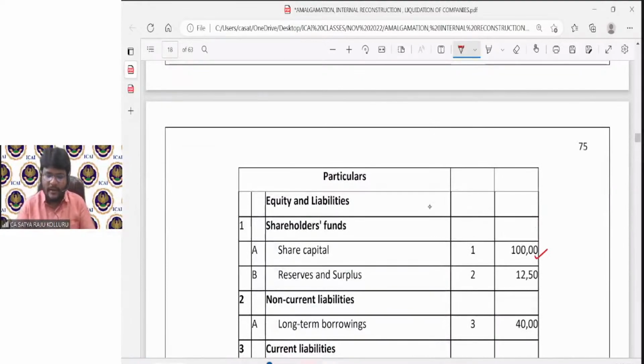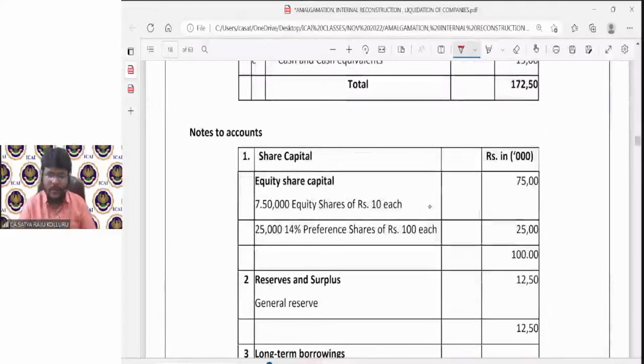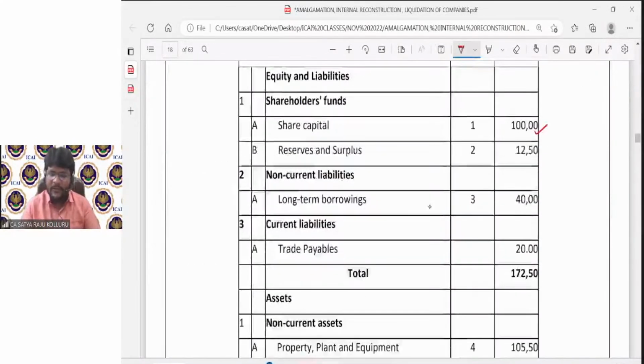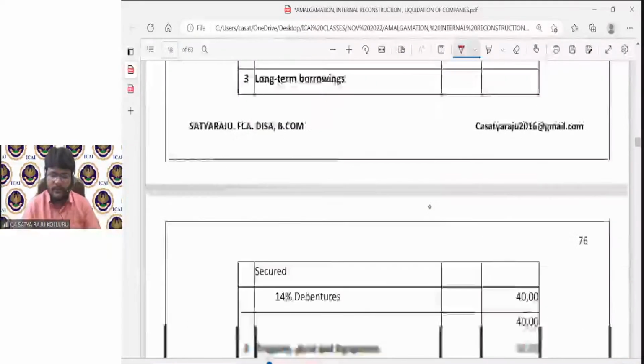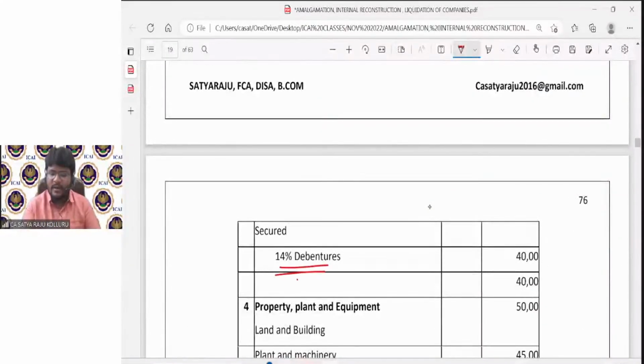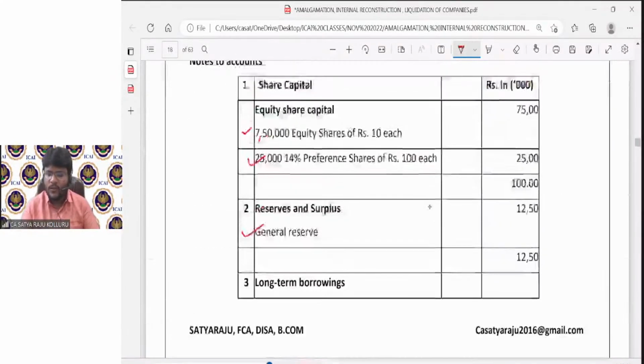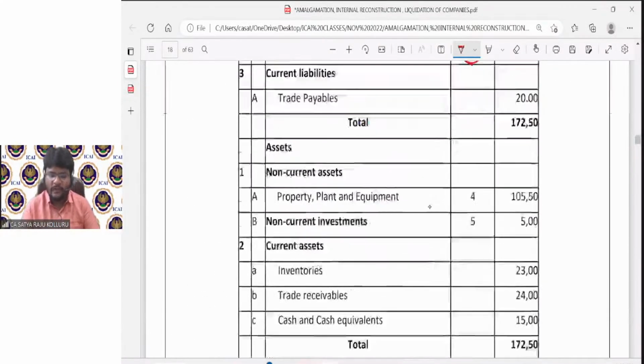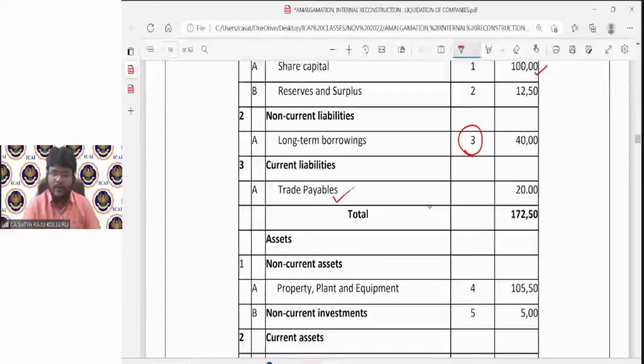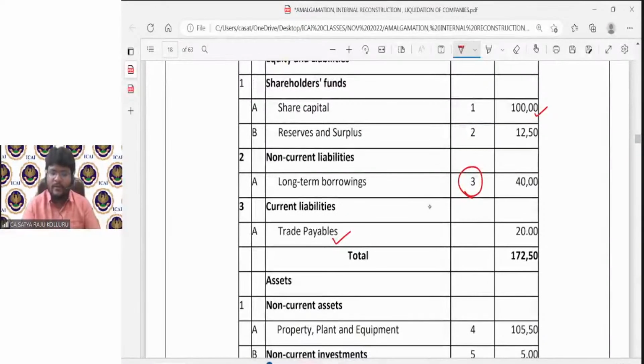Share capital is given. Under note number 1, there are equity shares of 7,50,000 and 25,000 14% preference shares. In reserves and surplus, general reserve is there. Further, long-term borrowings are there under note number 3. Under long-term borrowings, 14% debentures are there at 40 lakhs. Rupees are in thousands, that's why it is 40 lakhs. Next, trade payable is another liability. So total liabilities are only two things, debentures and trade payables.